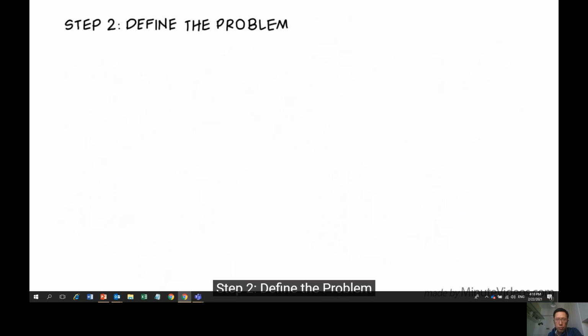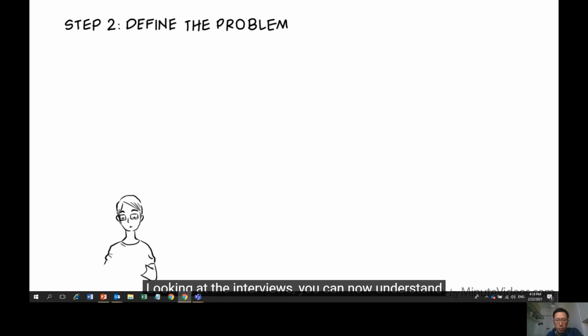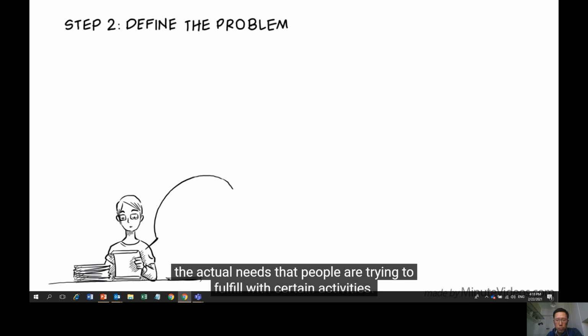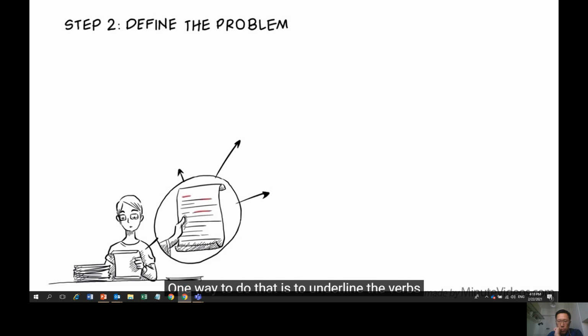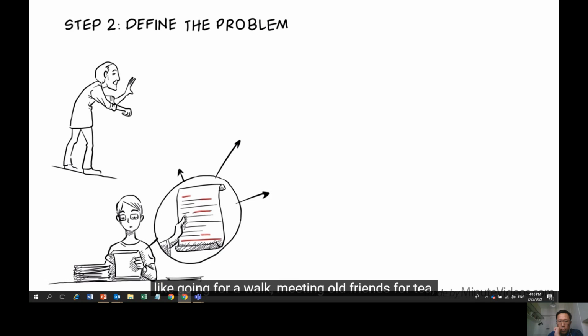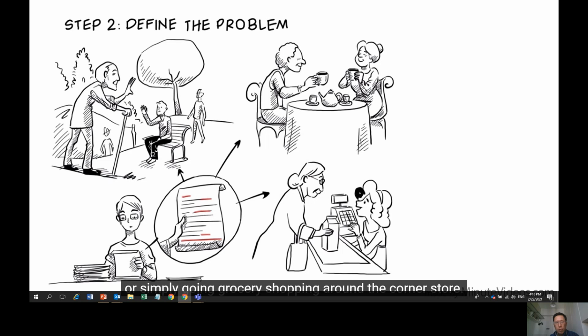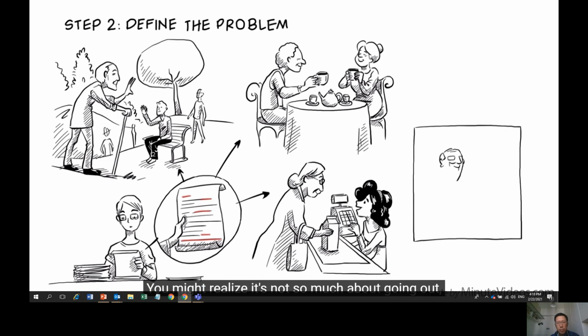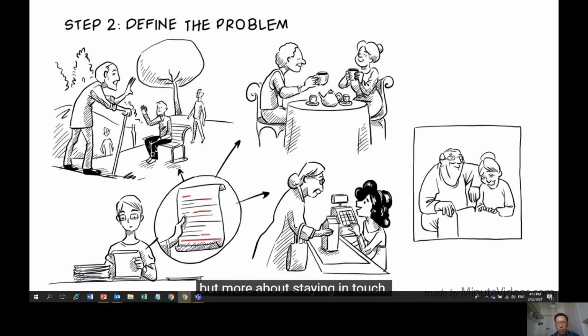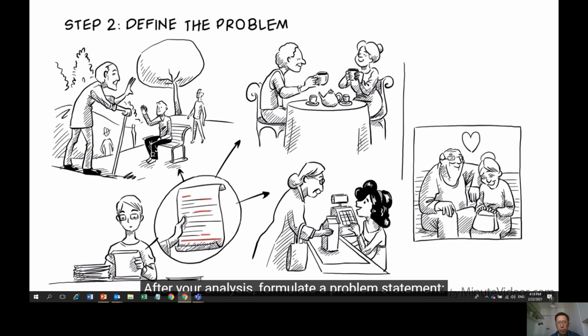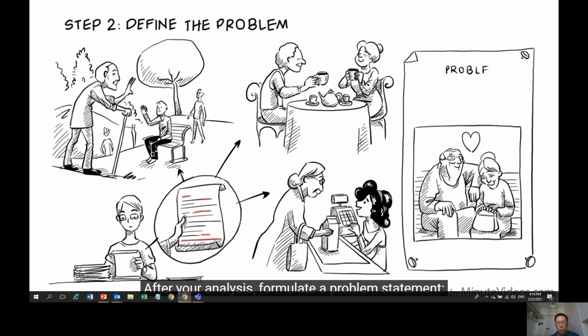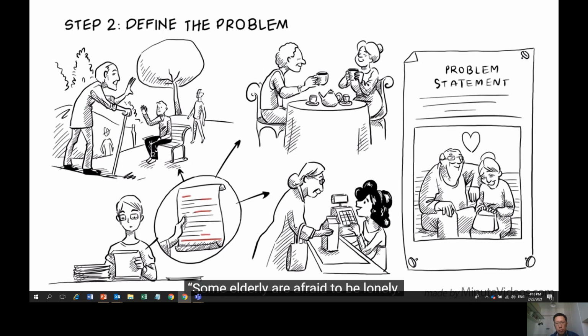Step 2. Define the problem. Looking at the interviews, you can now understand the actual needs that people are trying to fulfill with certain activities. One way to do that is to underline the verbs or activities that the people mentioned when talking about their problems, like going for a walk, meeting old friends for tea, or simply going grocery shopping around the corner store. You might realize it's not so much about going out, but more about staying in touch. After your analysis, formulate a problem statement. Some elderly are afraid to be lonely. They want to stay connected.